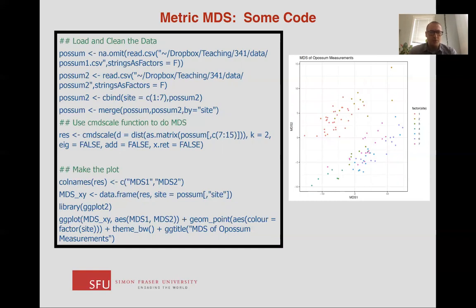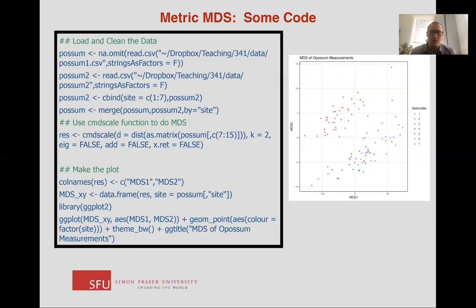And so I've chosen k equals 2. That's the dimensions. And you see I've used this function d equals dist, as.matrix, and then my possum matrix inside there. So what I've done is I've computed a distance matrix between all the points, and that's what's inside there. So now I'm making the plot. So simple stuff. I'm naming the columns of the results I get out of my call to cmdscale. Then I'm using ggplot in order to create the scatter plot.